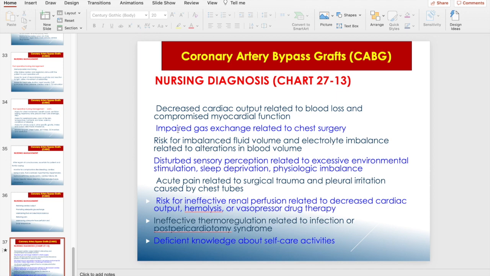The patient may have hypovolemia. They will lose blood during the procedure. Impaired gas exchange related to the chest surgery, risk for imbalanced fluid volume and electrolyte imbalance. The patient may have disturbed sensory perception related to excessive environmental stimulation. The patient may have risk for ineffective renal perfusion, deficient knowledge, and all of these nursing diagnoses you have to know with these patients.